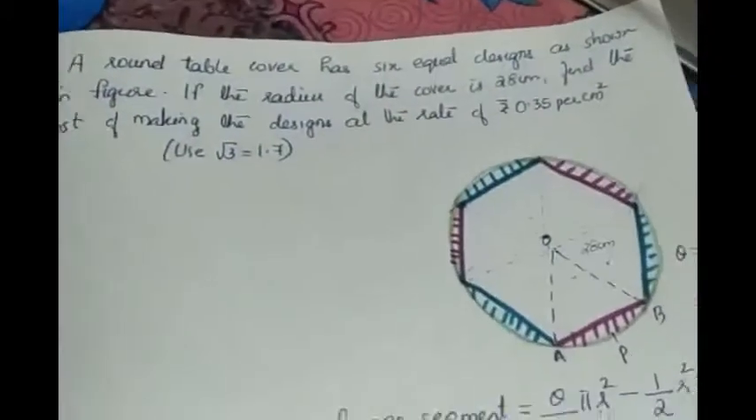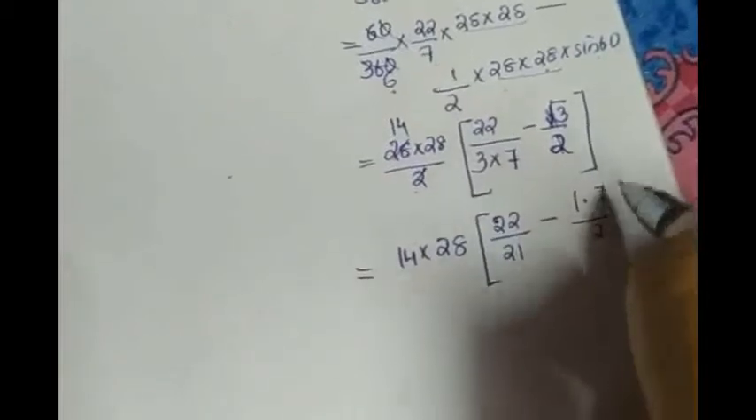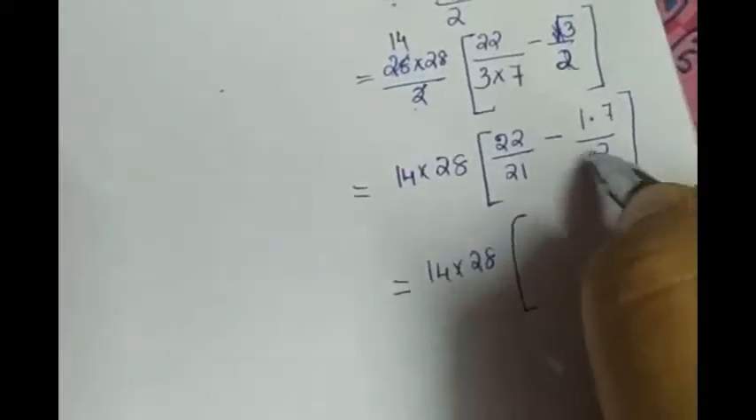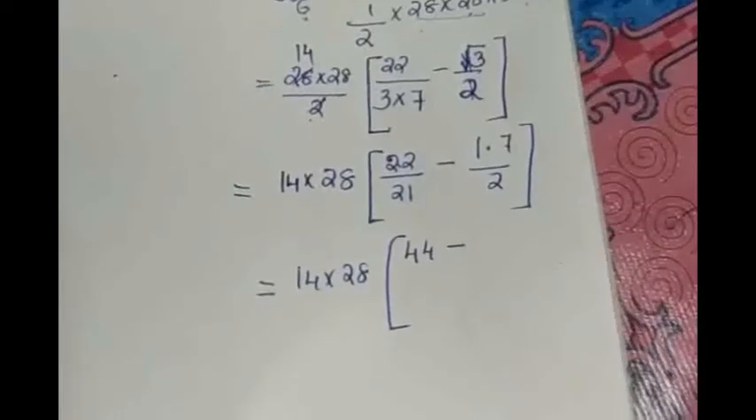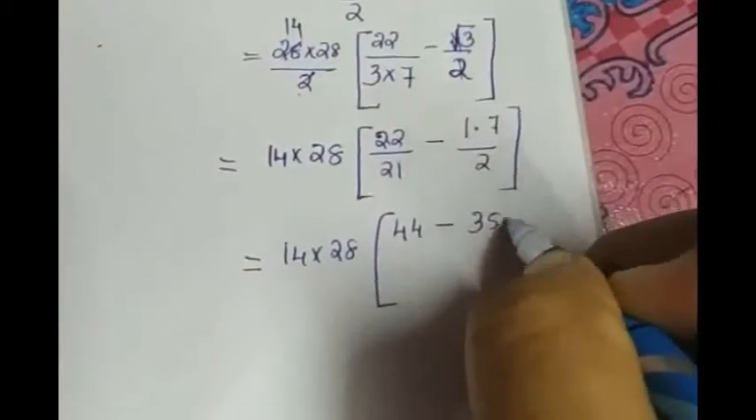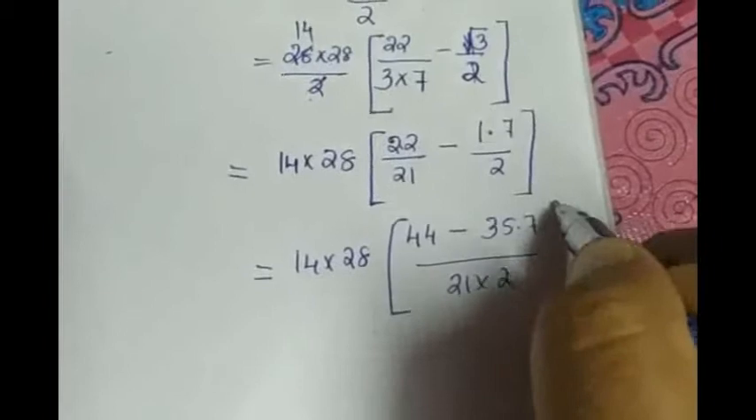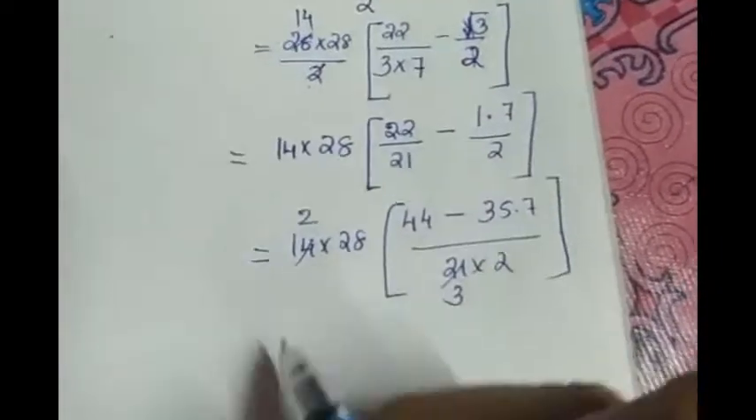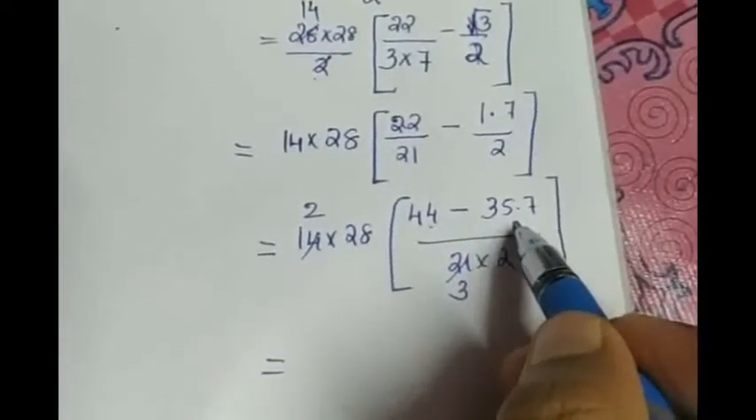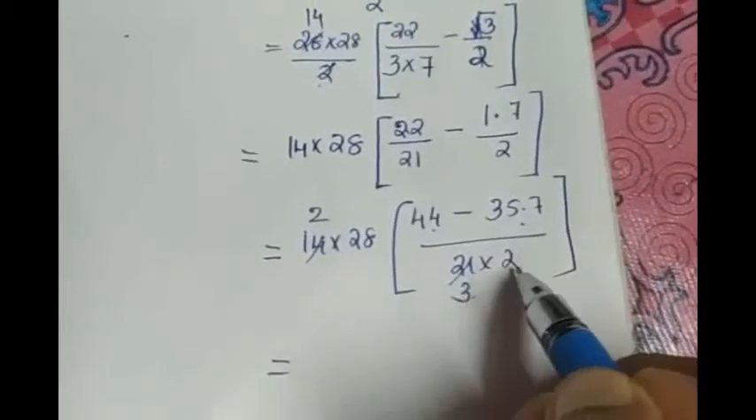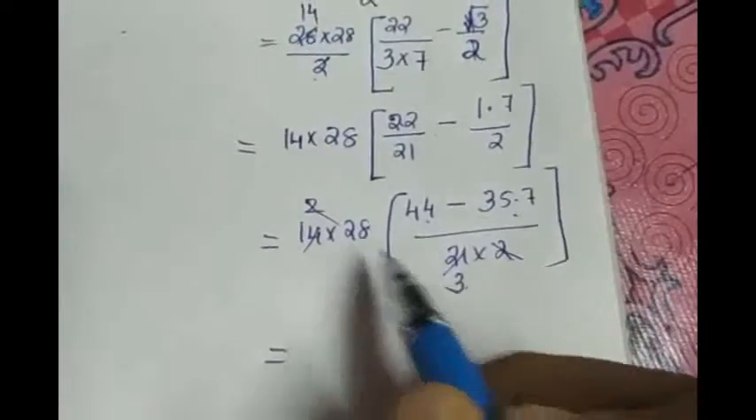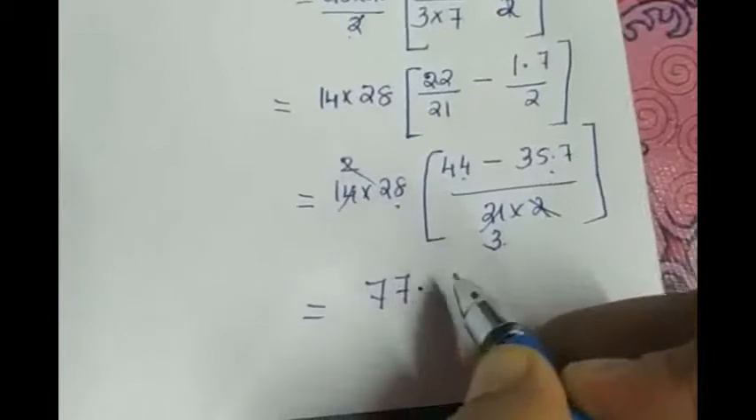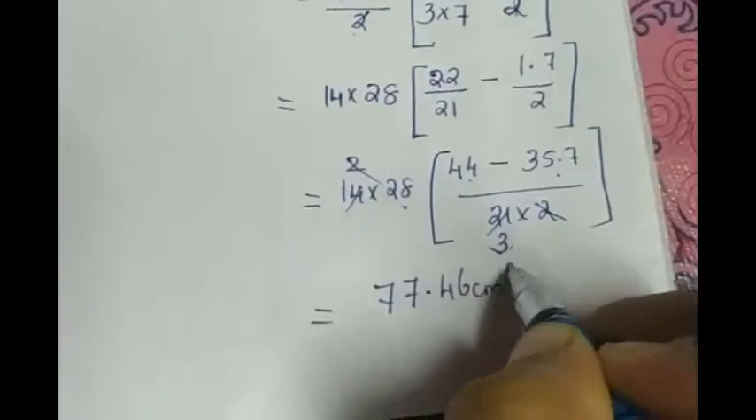The value is given as 1.7. 1.7 divided by 2. So that 14 into 28, if I take the LCM, what will I get? 2 into 22 is 44 minus 35.7 divided by 21 into 2. Okay, this 21 and 14 can be cancelled. This is 2 times 7, this is 3 times 7. So we can subtract 44 and 35, minus 7. Divide it with the 6. Here 2 and 2 get cancelled. Divide it with the 3. Multiply it with the 28. And the final answer we are getting in the simplified form is 77.46 centimeter square.